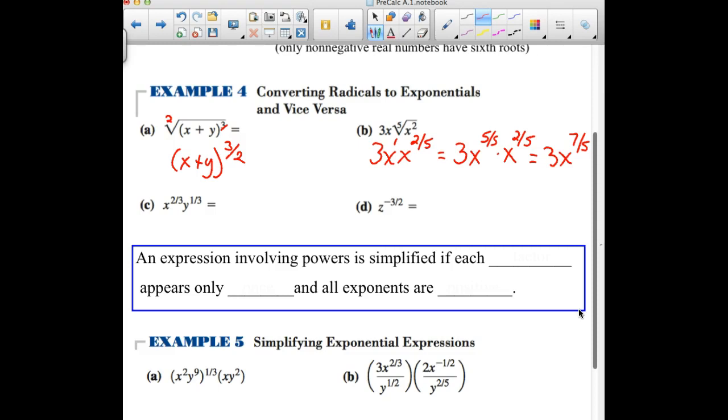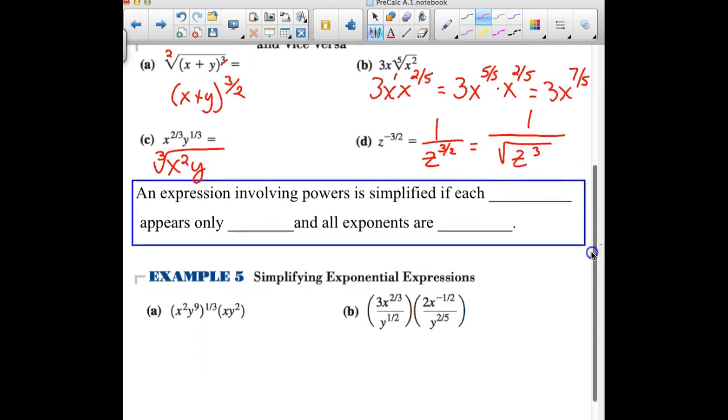All right, part C. These, C and D, are both already in exponential form, and we want to write them in radical form. So we need to analyze what kind of root we are taking. In both cases for x and y, we look at a cube root. So we have the cube root of x squared and y to the first power. Here we are taking a negative exponent, so we need to flip this over, take its reciprocal, and then rewriting it, since the 2 is on the bottom, we have a square root of z cubed as the denominator.